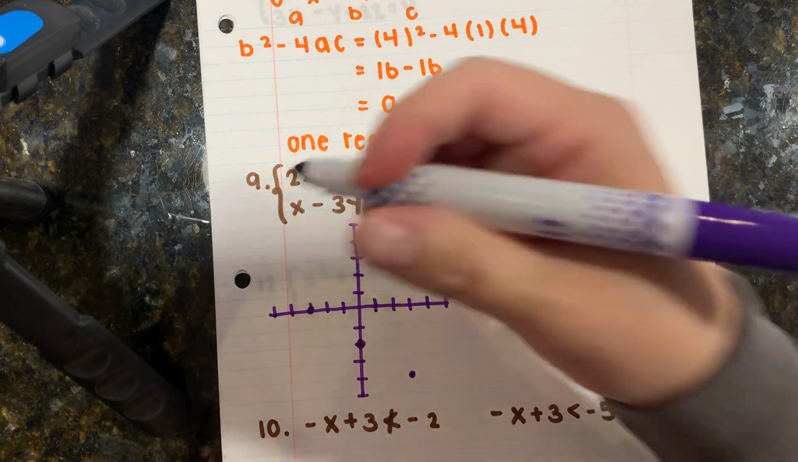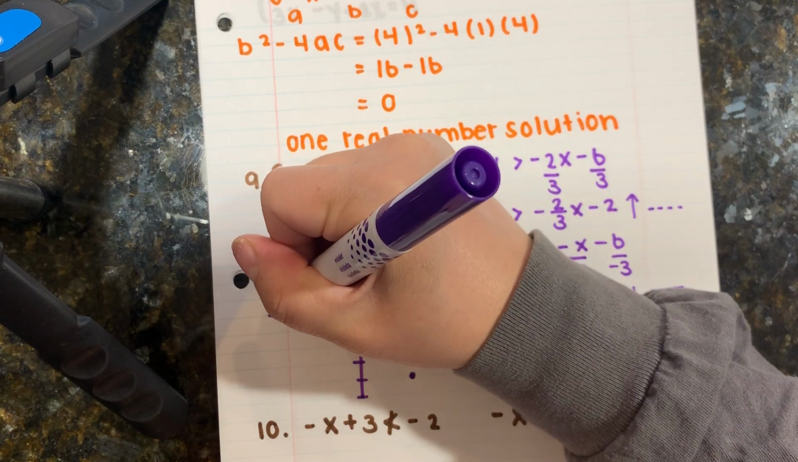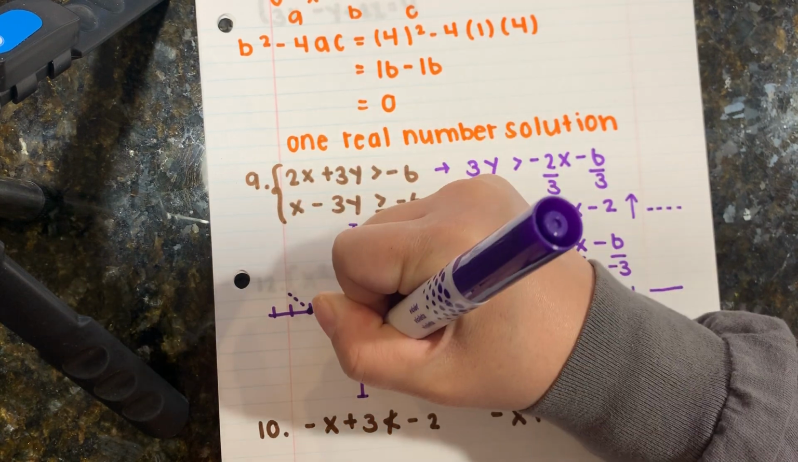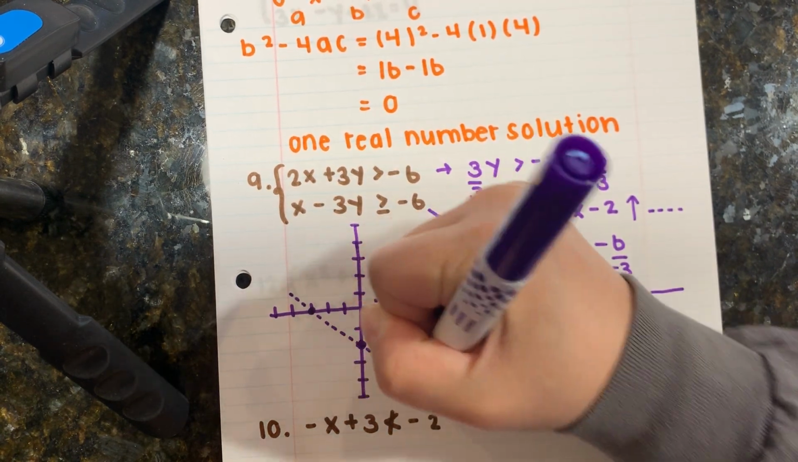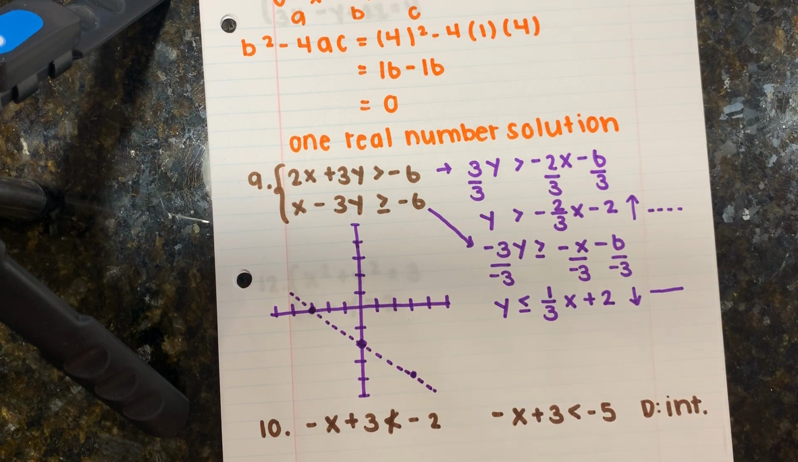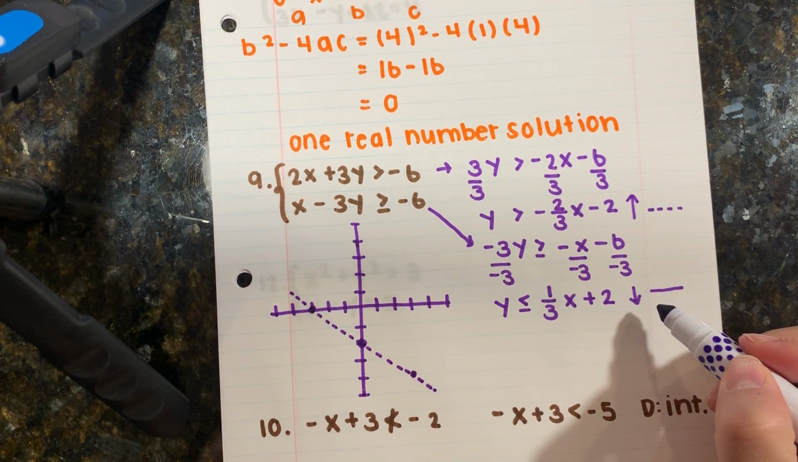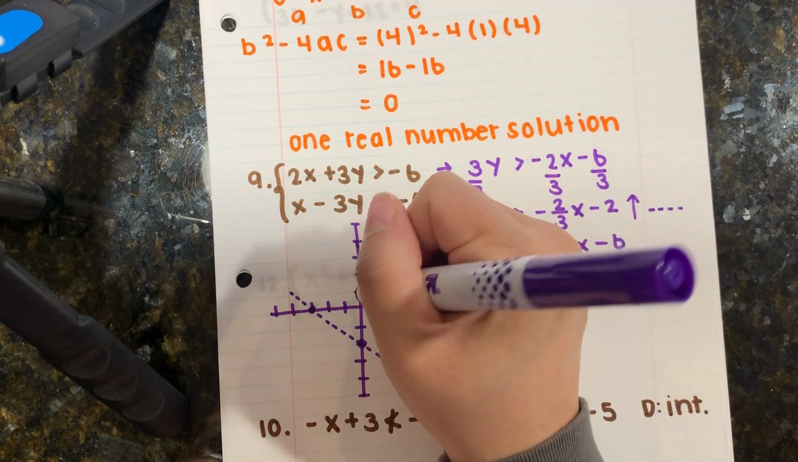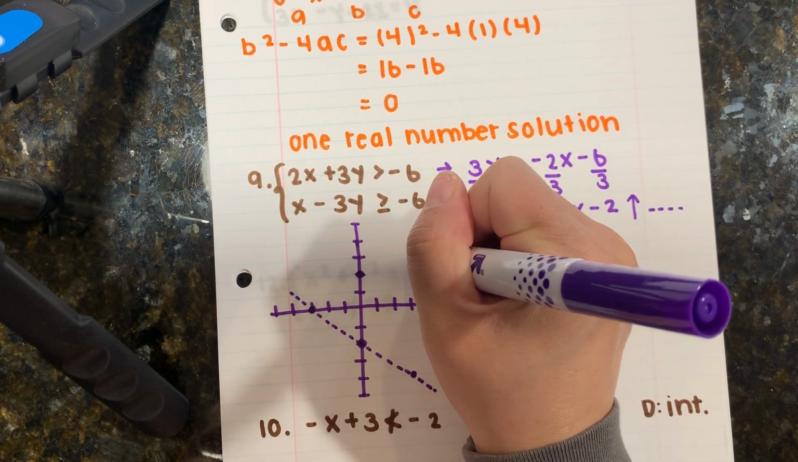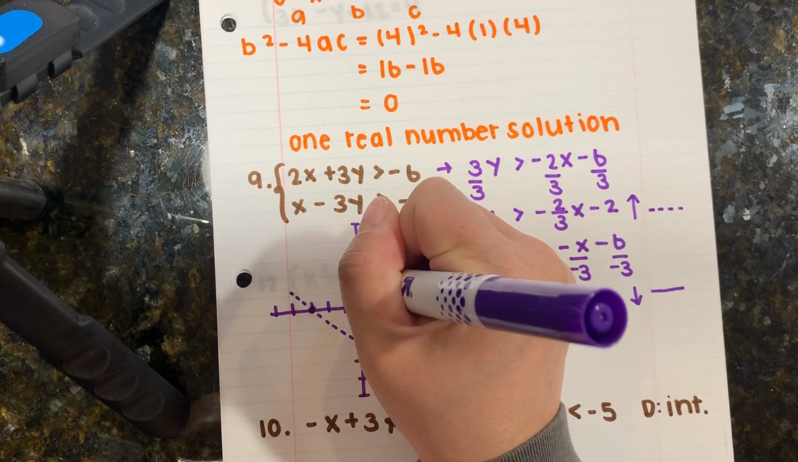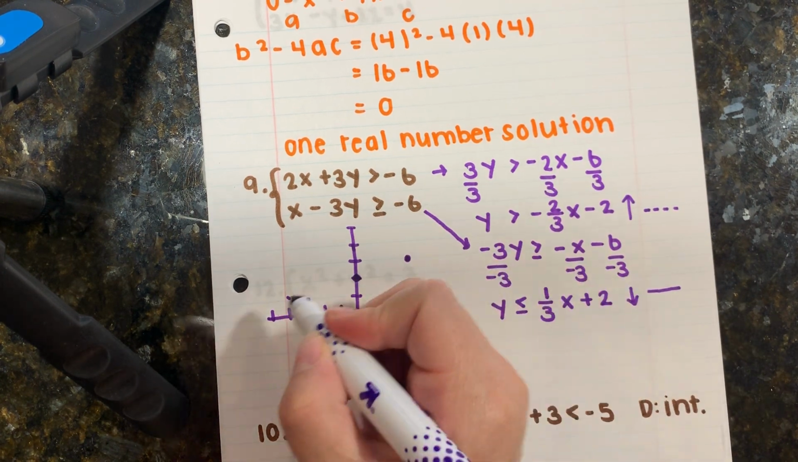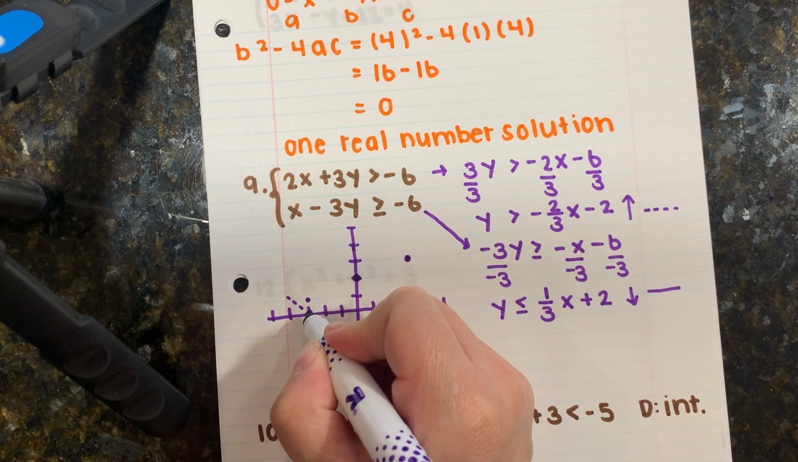And remember that this is going to be a dotted line. So I'm going to connect these points with a dotted line. Okay. And then for the second one, I'm going to cross at positive 2, and my slope is going to be positive 1 over 3, or down 1 over 3. And this one's going to be a solid line.